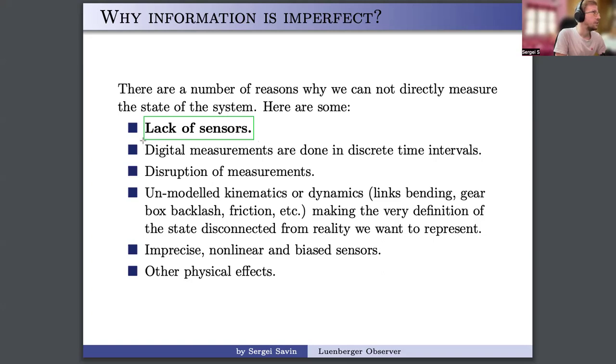For example, let's say your measurements can be done digitally, which is very typical, right? You have a sensor which works as a digital system. So it's done at discrete time intervals, not a continuous stream of measurements, but a discrete sequence of measurements. Also, measurements can be disrupted. Something can go wrong, and you will just not receive a measurement in time. There could be unmodeled kinematics or dynamics.